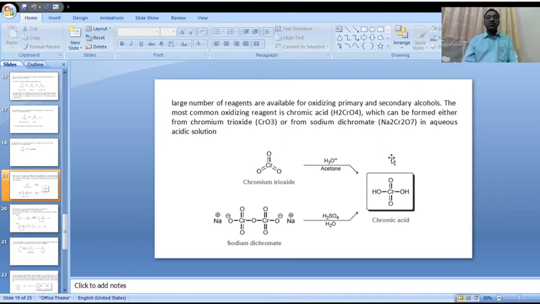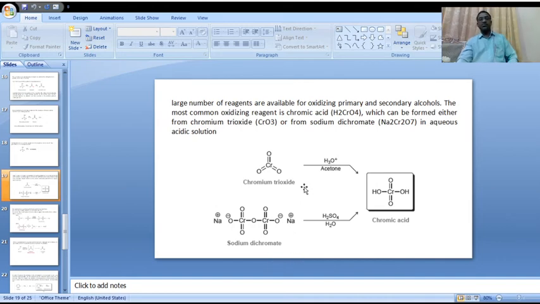The most common oxidizing reagent is chromic acid, H2CrO4, which can be formed either from chromium trioxide or from sodium dichromate in aqueous acidic solution. In aqueous acidic solution, chromic acid is produced either from chromium trioxide or from sodium dichromate.